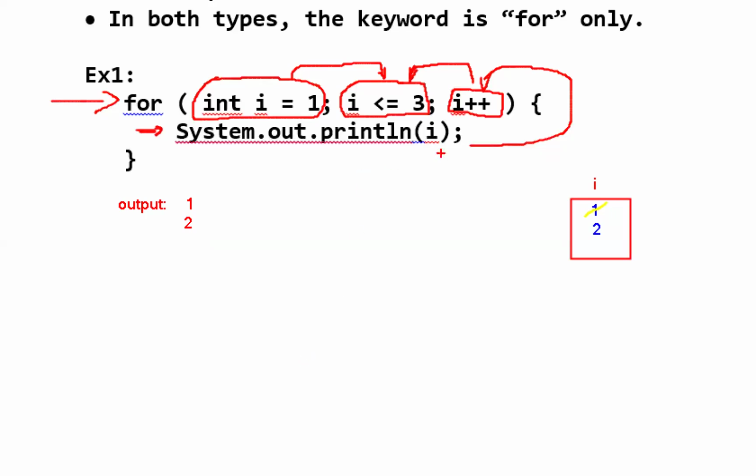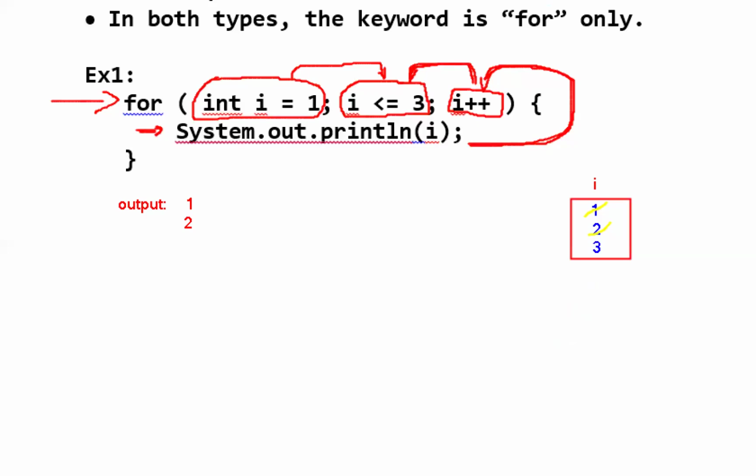After executing the statement, where does control go? Increment. In increment, what's the statement we have? I plus plus. What's the current value of I? 2. 2 plus 1 is 3. Where is the result stored? The result is again stored in the same I only. Now what's the value of I? 3. After this increment, where does control go next?